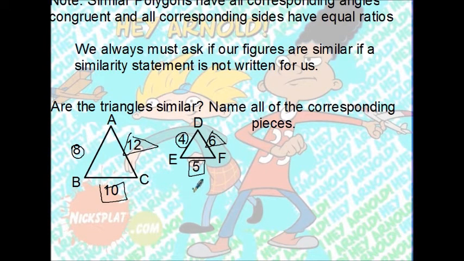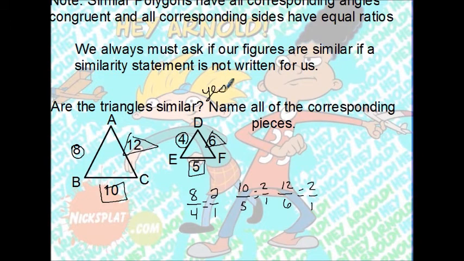So here we go. We look at the first one. The smallest with the smallest gave me 8 over 4, which reduced to 2 over 1. My medium over my medium also reduced to 2 over 1. My biggest over my biggest also reduced to 2 over 1. As long as we have all the exact same similarity ratios, we can say yes, my figures are similar. And now we're going to name all of my corresponding parts.